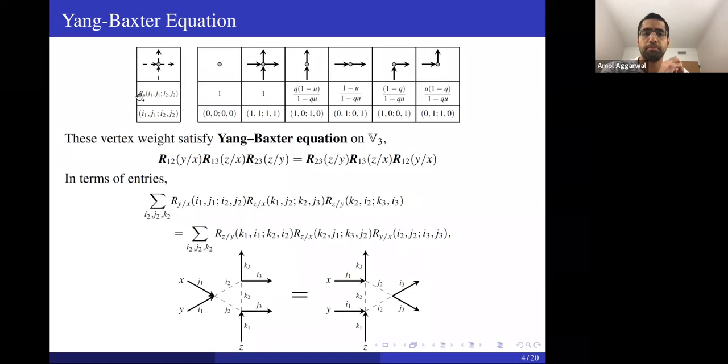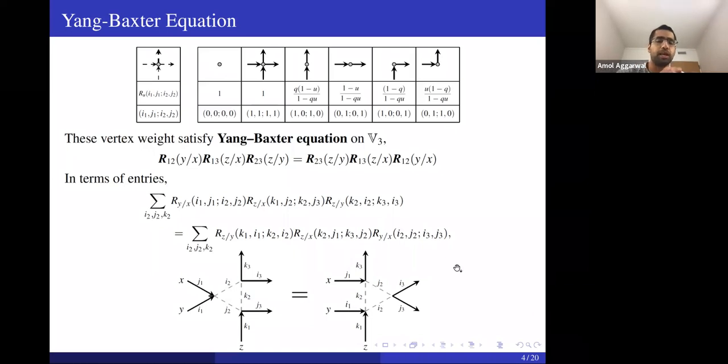So this gives you a family of weights, and these weights can be arranged in a 4 by 4 matrix. R of u, I1, J1, I2, J2 denotes the I1, J1, I2, J2 entry of some 4 by 4 matrix, and the weights are given by this. There are 6 non-zero entries in this matrix. This gives you an R matrix, and this R matrix satisfies the Yang-Baxter equation that I'm sure basically everyone in the audience has seen before.